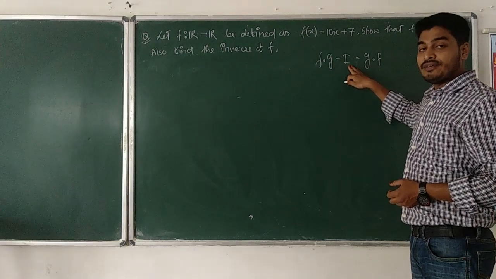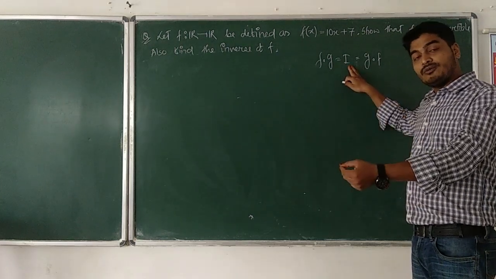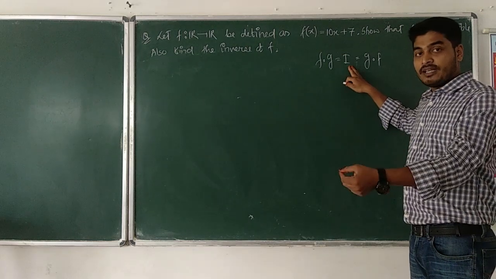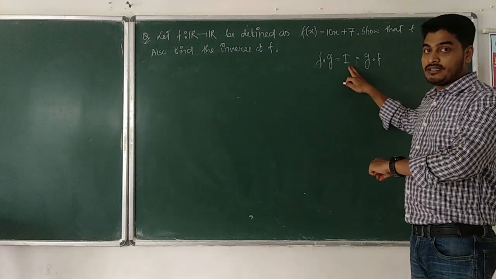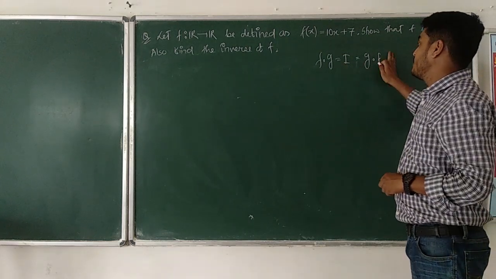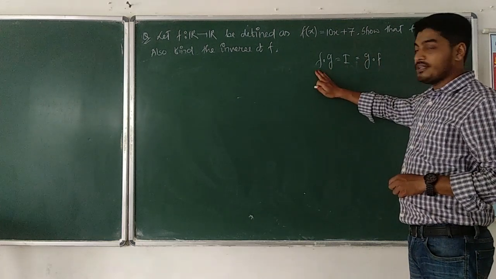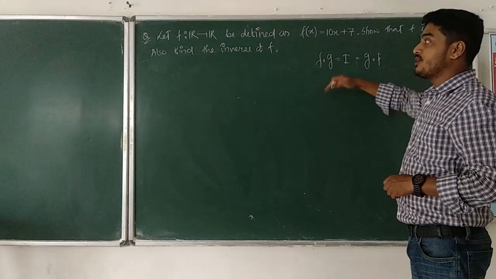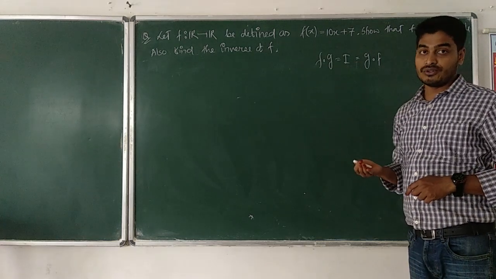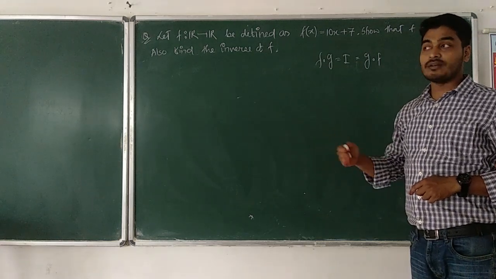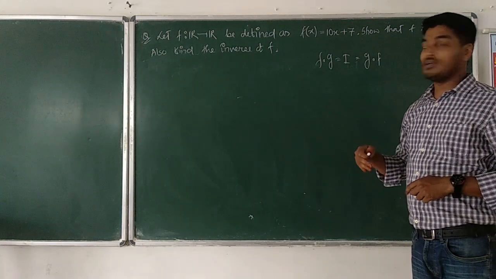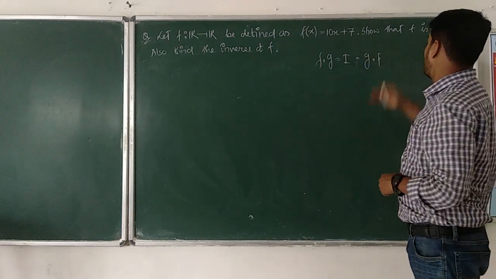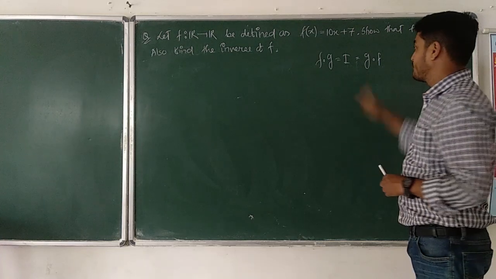Identity function means whatever the domain element you will consider, for that domain element you will have the same range element. So in that case we can say that g is the inverse of f as well as f is the inverse of g. So now here in this lecture we are not going to discuss the one-one and onto condition. Instead of discussing one-one and onto condition, we are going to use the composition function property. Okay.